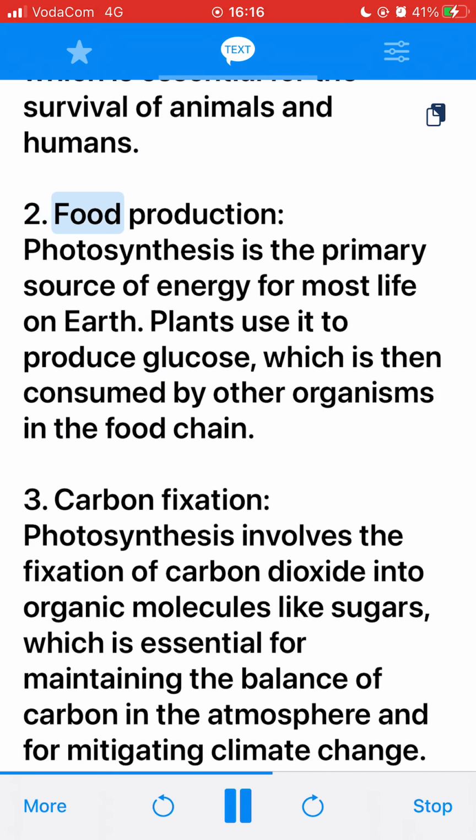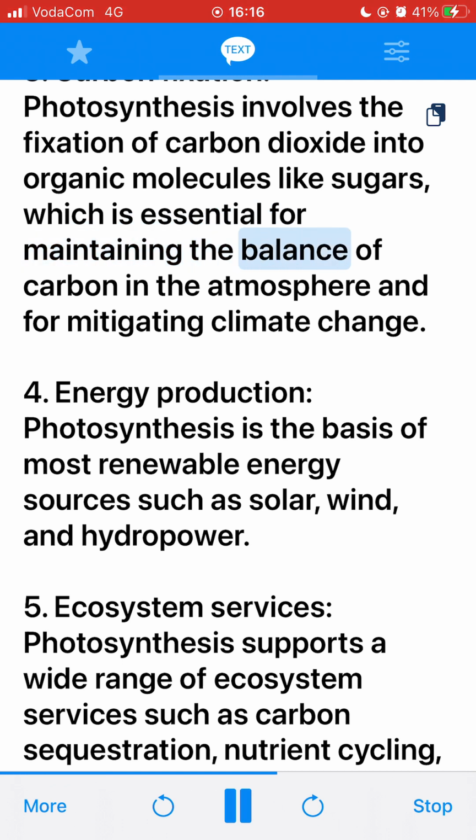2. Food production. Photosynthesis is the primary source of energy for most life on Earth. Plants use it to produce glucose, which is then consumed by other organisms in the food chain. 3. Carbon fixation. Photosynthesis involves the fixation of carbon dioxide into organic molecules like sugars, which is essential for maintaining the balance of carbon in the atmosphere and for mitigating climate change.